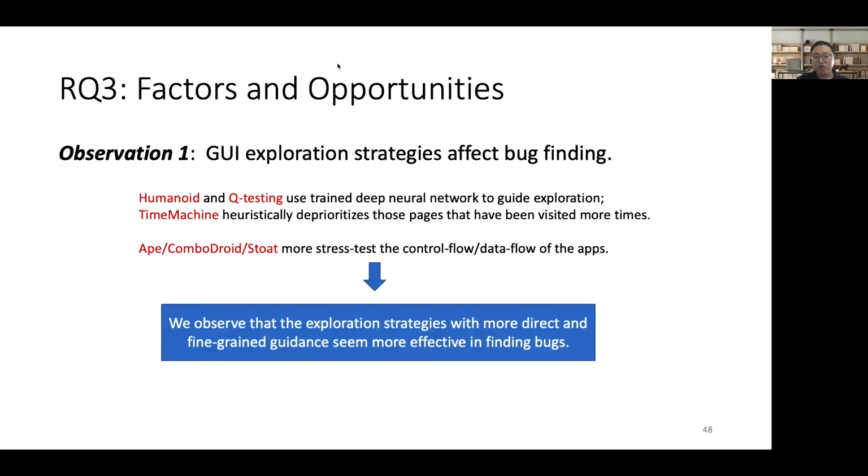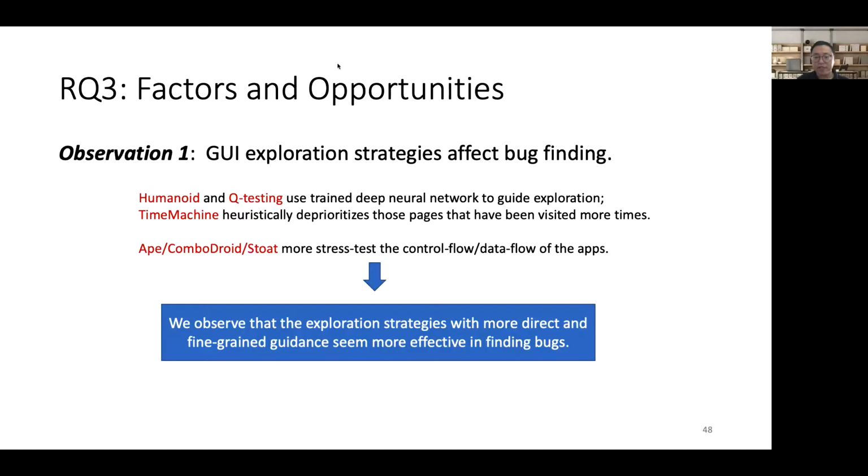In the third research question, we investigate the factors that affect testing tools in finding bugs, which are also the opportunities for tool improvement in the future. First, we find GUI exploration strategies indeed affect bug finding. For example, Ape, ComboDroid, and Stoat find more bugs than Humanoid, Q-testing, and TimeMachine.